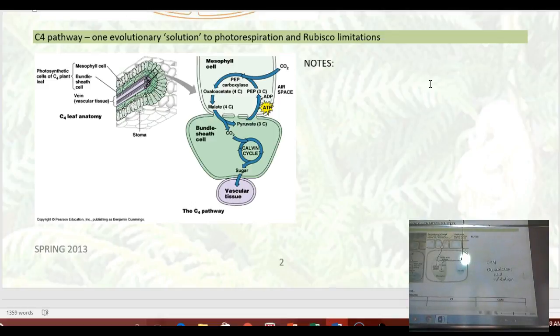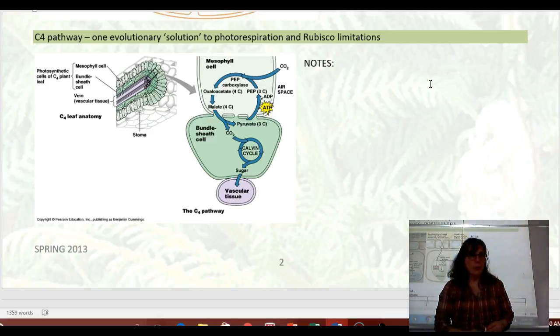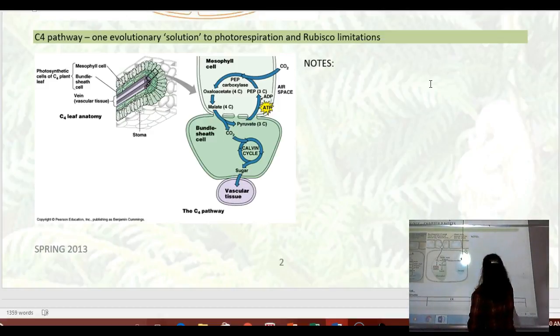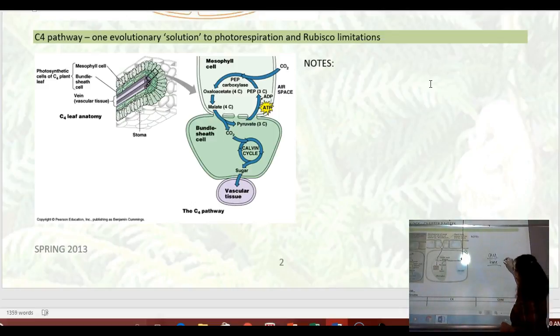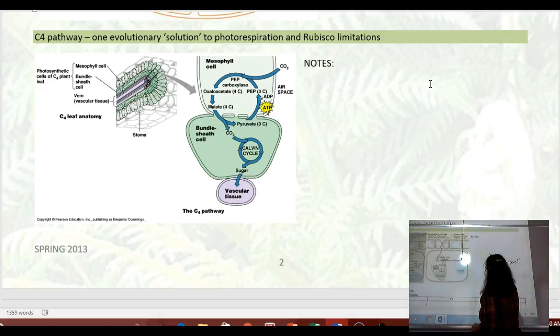Okay, you're fine. All right, so we talked about how the C4 pathway is a spatial adaptation. CAM is a temporal adaptation. So CAM is a time issue. And it's literally night and day. Literally night and day. That's what we're talking about.